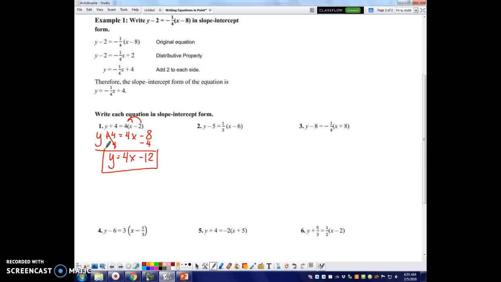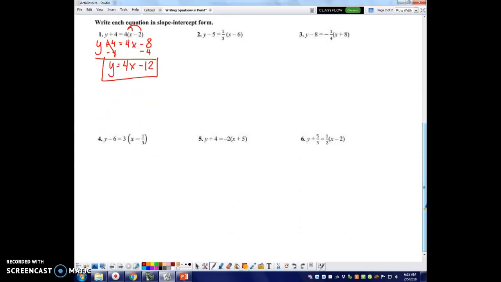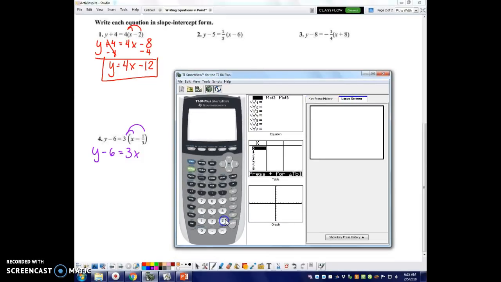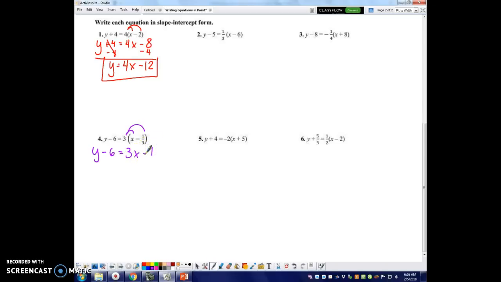So let's look at number 4. This one has a fraction. Do you think that's going to change the process? Not at all. So the first step was what? We need to distribute. So we have y minus 6 equals, what's 3 times x? 3x. What's 3 times -1/3? Well, you can just type that in if you're unsure. So 3 times, parentheses, -1/3, is -1. What's our next step here?